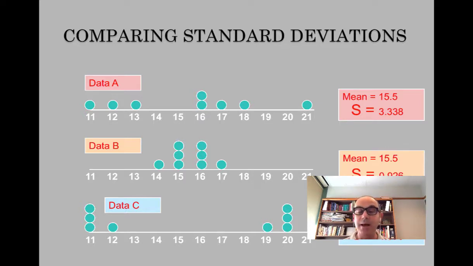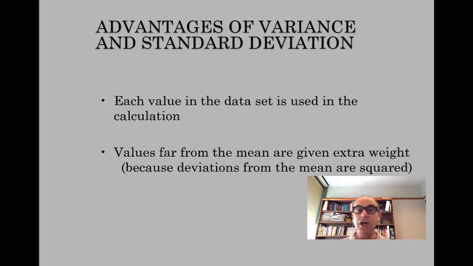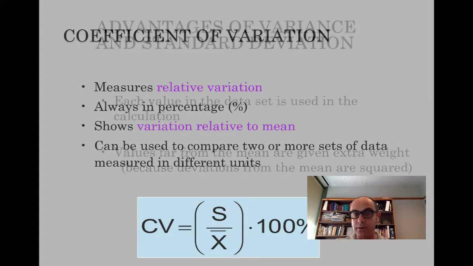In this case, data set B is the more concise, more concentrated, and its standard deviation is equal to 0.96. So what are the advantages of variance and standard deviation? Each value in the data set is used in the calculation, and values far from the mean are given extra weight because the deviations from the mean are squared.